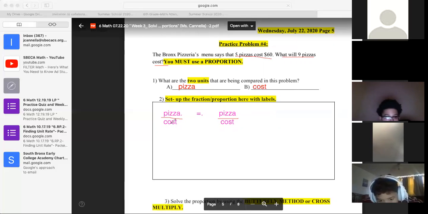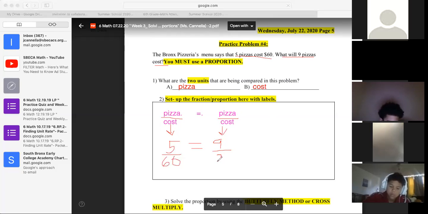So, pizza. What does the first sentence say? 5 pizzas is $60. So, Lorenzo, what is the numerator here? 5 pizzas is the numerator. How much do 5 pizzas cost me, Lorenzo? 60. Thank you. That's what I'm talking about. Sorry, I was confused. It's all right. It happens. Equals. Now let's look at the next one. What will 9 pizzas cost? Do I know how much 9 cost? No, but there's 9 pizzas over a question mark, right, Lorenzo?